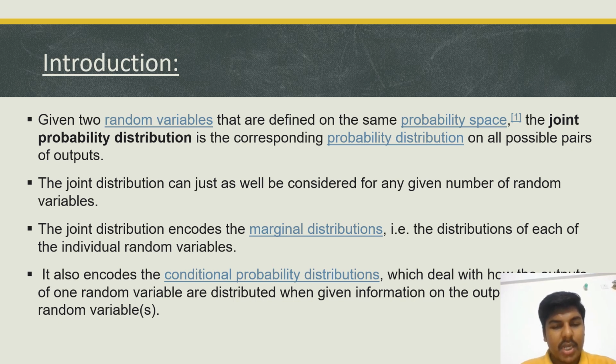The joint distribution encodes the marginal distributions, that is, the distributions of each of the individual random variables. It also encodes the conditional probability distributions, which deal with how the output of one random variable is distributed when given information of the output of another random variable.